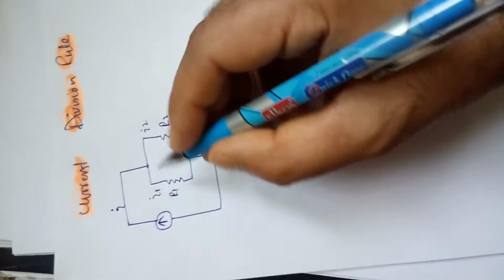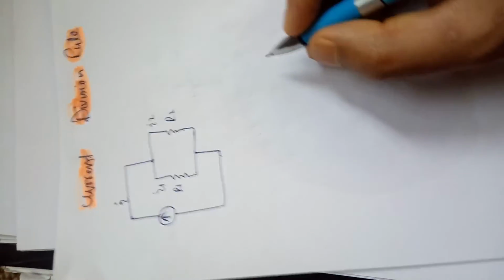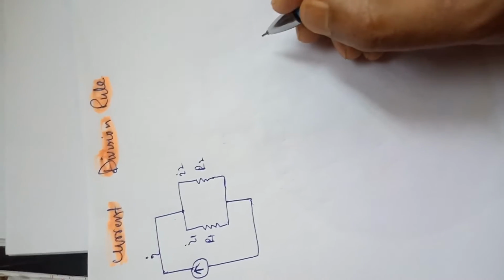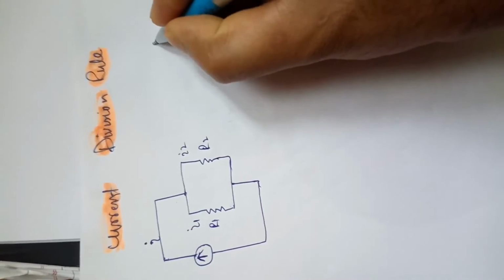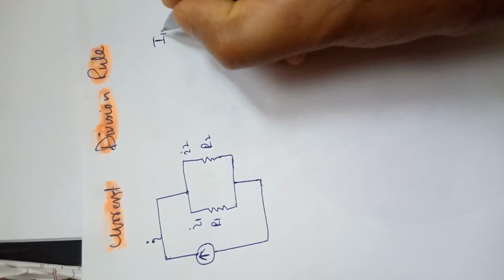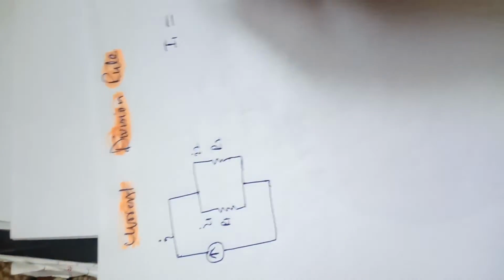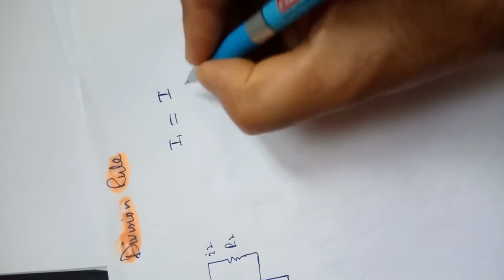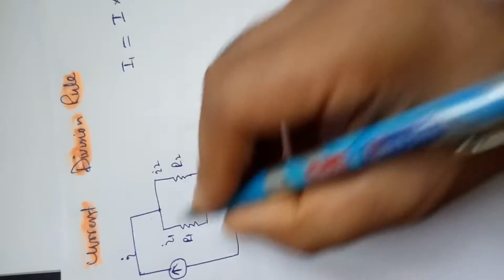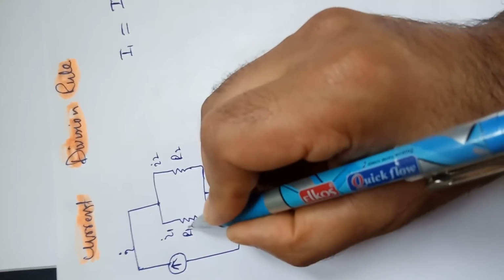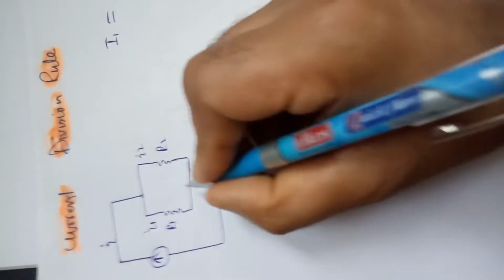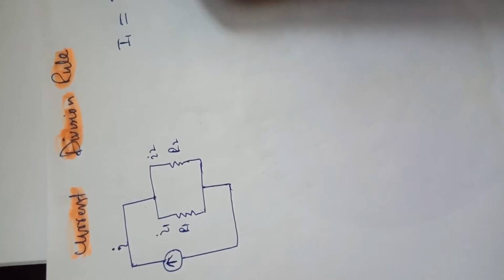In order to find the value of I1 and I2, we will use a shortcut rule which you have to remember. The value of I1 will be equal to the total current, which is I, into the other resistor, not the resistor in which we have to find the current, some other resistor which is R2, divided by the sum of the resistances R1 plus R2.